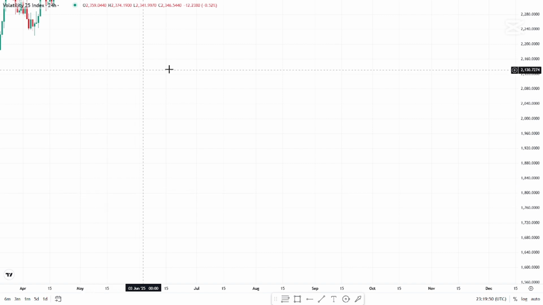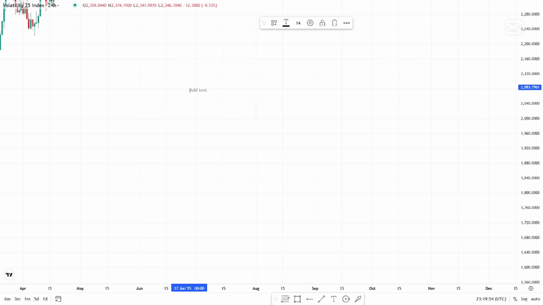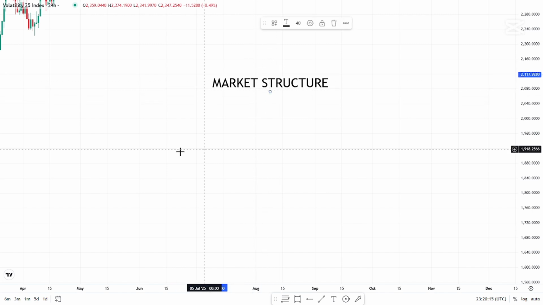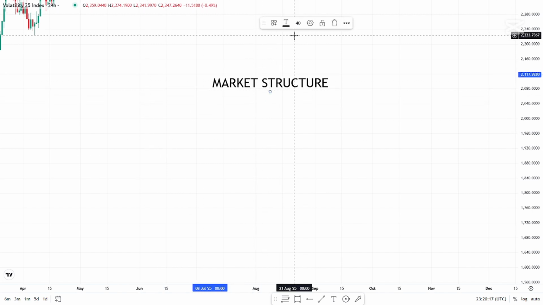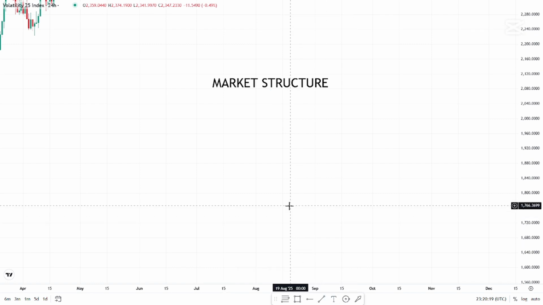All right, so first of all, we want to be starting with what they call market structure, right? Market structure. Now, if you have been trading before now, you will understand. You should already know what market structure is all about.